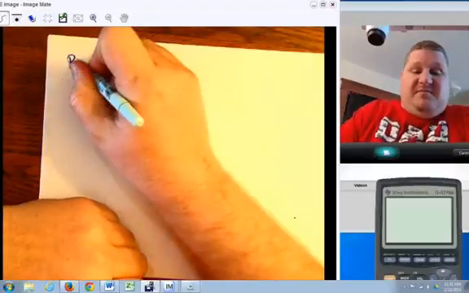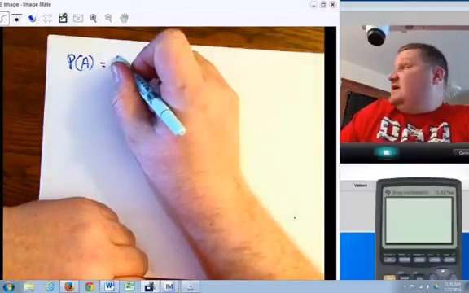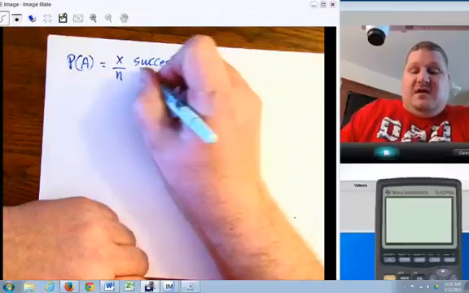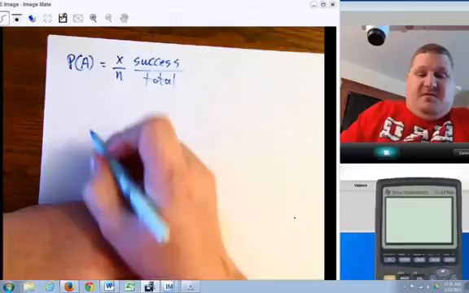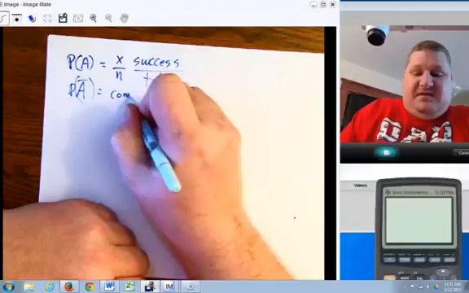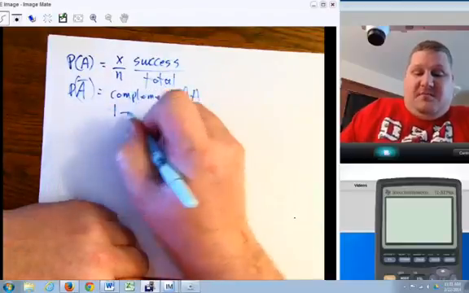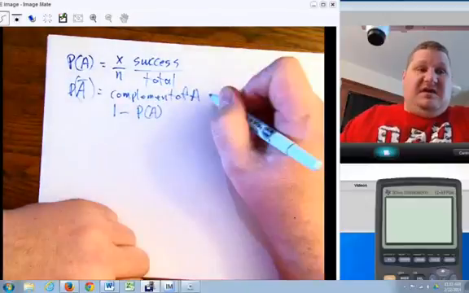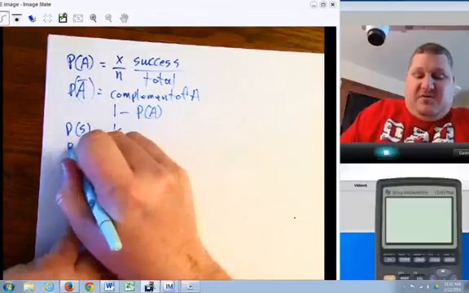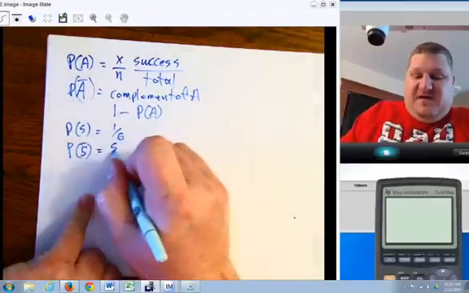Your basic probability is P of A. Now, in theoretical probability, that's usually X out of N, or successes out of total. Do remember that P A bar is going to be the complement of A, or 1 minus P of A. So on a standard six-sided die, probability of 5 is 1 out of 6, so the probability of 5 bar, or the complement of 5, would be 5 out of 6.